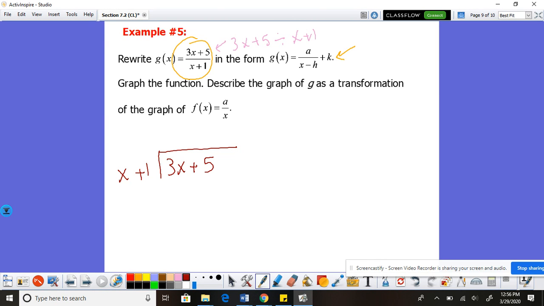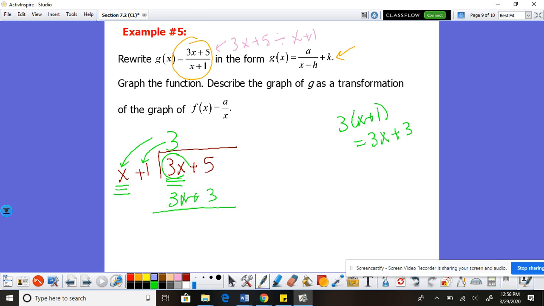Okay, now remember from first semester when we did this, all we worried about was the first term here and the first term here. So it's x and x. So what can we multiply x plus 1 by to get rid of this 3x? Well, we can multiply it by 3, because 3 times x plus 1 is going to equal 3x plus 3. So I'd say 3x plus 3 here.